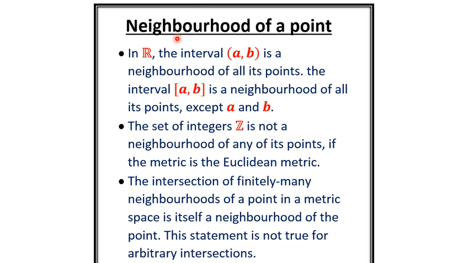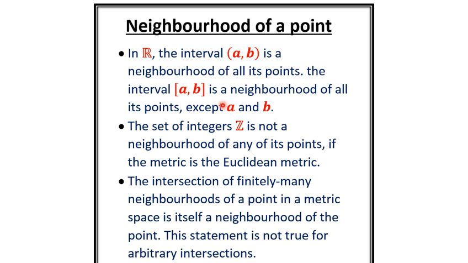So now we can say some things about the neighborhood of a point. Now, the first statement is that if you are in R, for instance, the interval AB is a neighborhood of all its points. Well, somebody might say this is wrong, and the person is right. If you want to talk about neighborhood, you must always talk about the metric in question. This statement is true if the metric is the Euclidean metric. So if we have the Euclidean metric on R, then this interval AB is a neighborhood of all of its points. However, with the same metric on R, this interval is a neighborhood of every point except A and B.